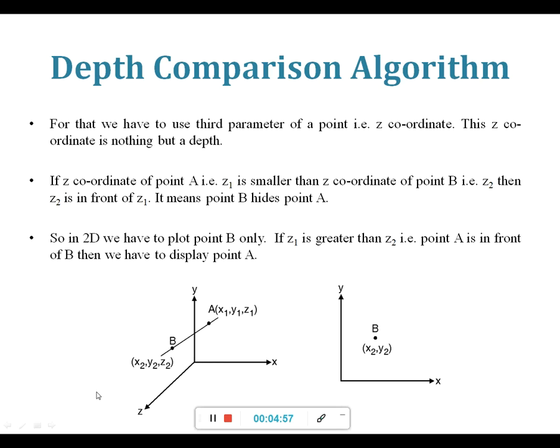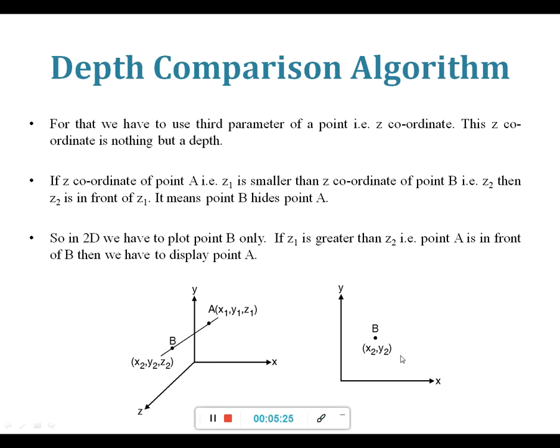Z2 is nearer to the viewer than Z1. So we can say that point B is nearer to the viewer than point A, and therefore we can say that point B is hiding point A. So in this 2D we have to plot only point B, because B is visible and due to this A is invisible. So we are plotting B only over here with its coordinates x2, y2, only two coordinates, because we are plotting them into the xy plane.